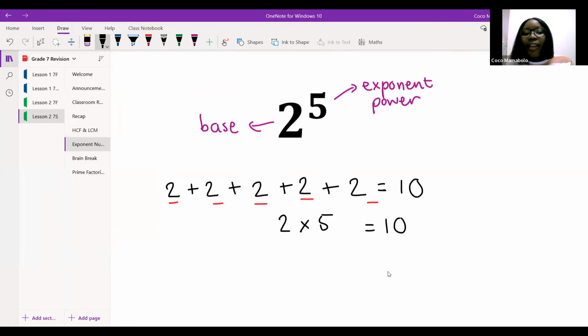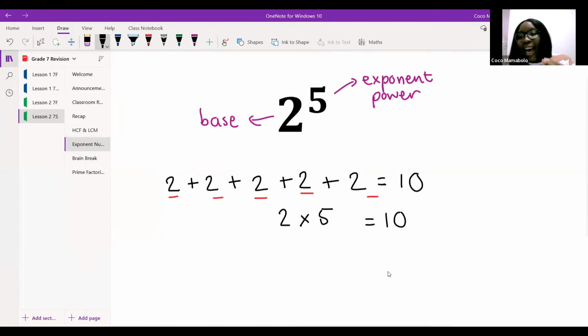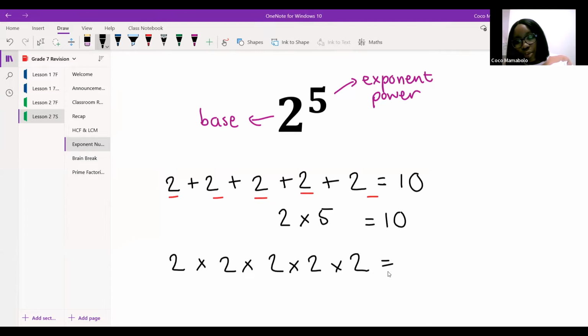Right. Now, what happens when I have 2 times 2 times 2 times 2 times 2? What's my answer? Now you've really got to think. It's not 10, so I'm going to have 2 times 2, that's 4, times 2, that's 8, times 2, that's 16, times 2, that's 32. That's it. So the answer is 32.